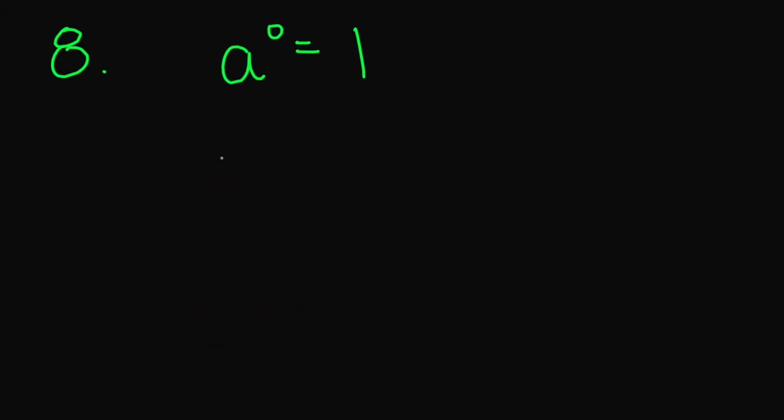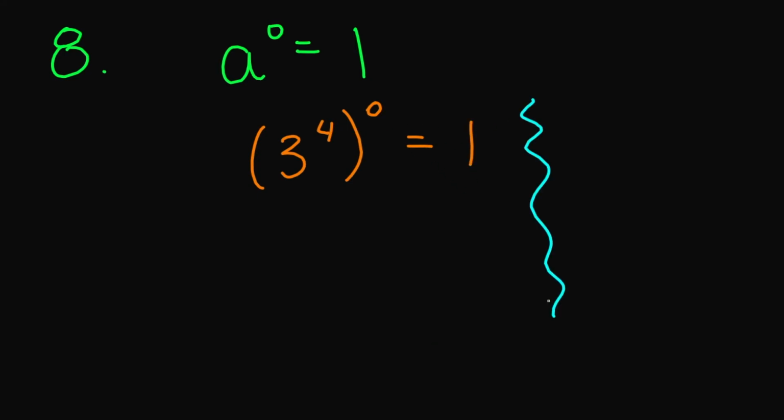So let's look at some more examples. Let's say we had 3 to the 4th power raised to the power of 0. Your answer is going to be 1. Anything raised to the 0 power is 1. So let's say you actually did solve this. Let's say you did 3 to the 4th times 0, and you multiplied 4 times 0, you're going to get 0. So you're still going to get 3 to the 0 power, and you're still going to get 1.